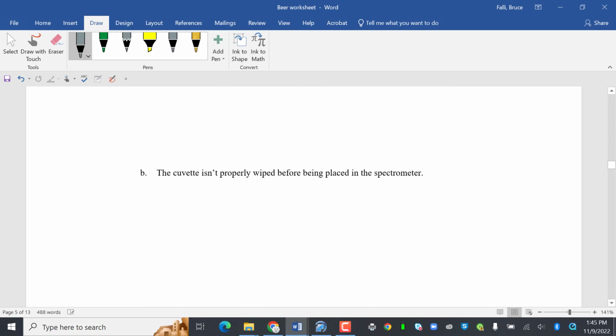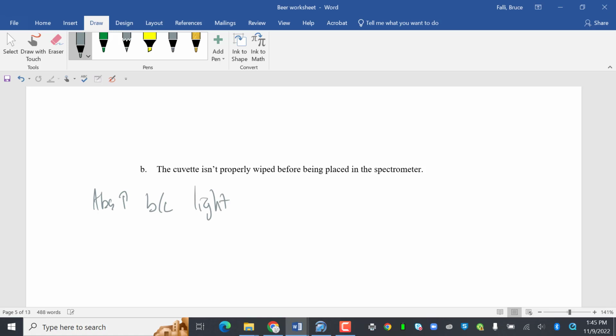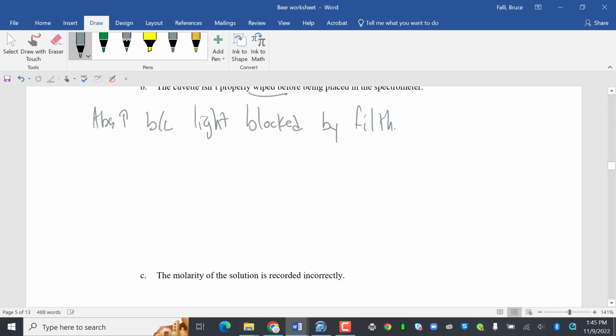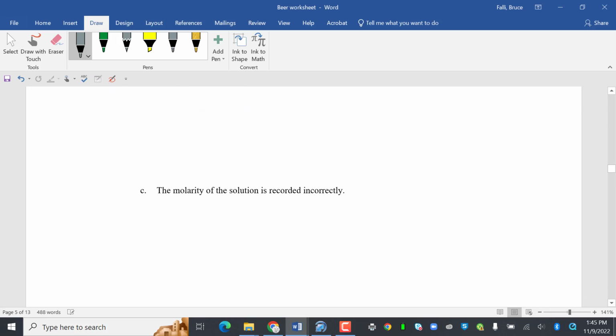The cuvette isn't properly wiped before placing it in the spectrometer. So the absorbance goes up because light is blocked by filth. That's what we're supposed to wipe off. The molarity of the solution is recorded incorrectly. Can't tell.